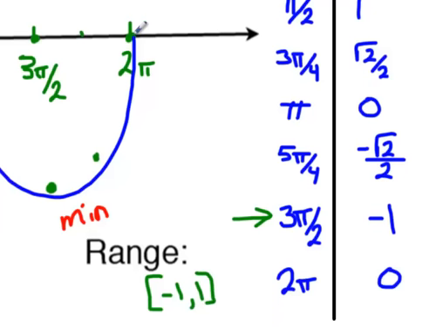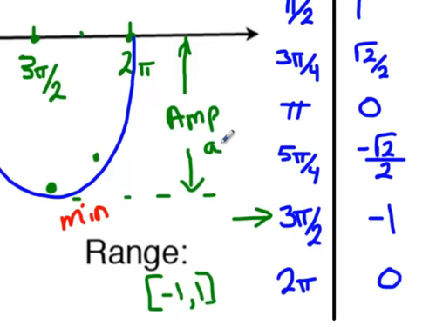Let's talk about what's going on with the height or the depth of this curve. This distance here has a special name, and that is called the amplitude. And we refer to it then as A.